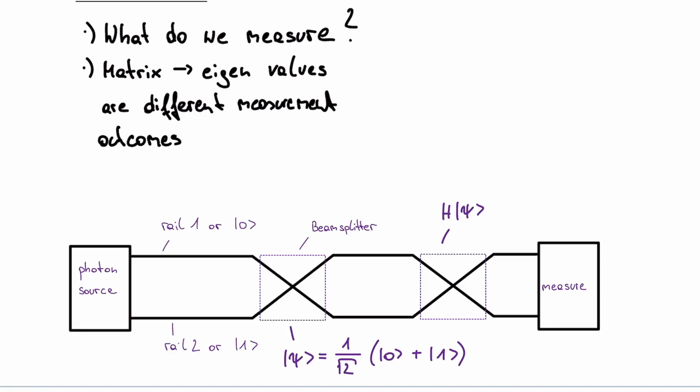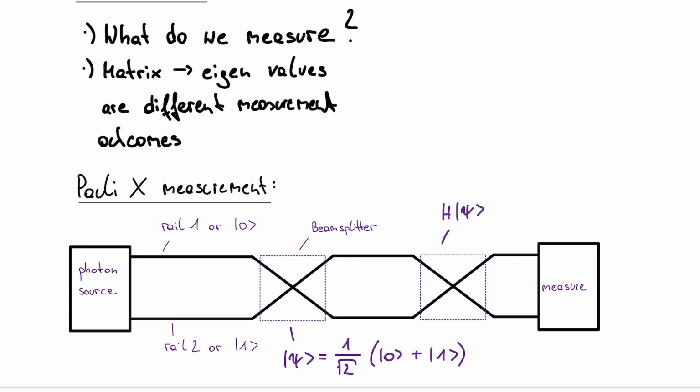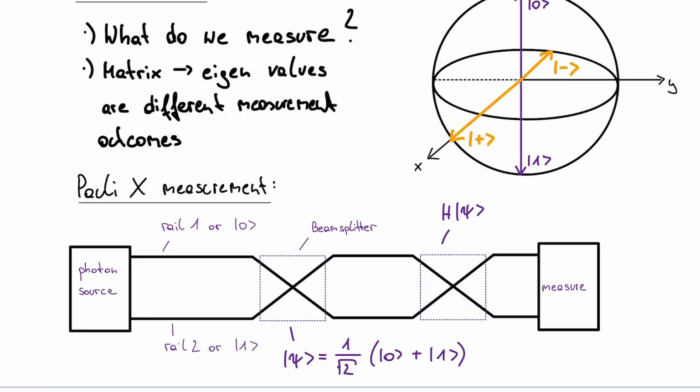An observable corresponds to what information we obtain from the measurement. So for our case, the observable we use is the Pauli Z operator. This means we're simply measuring, is the photon in rail 0 or in rail 1. In practice, that's all we do, detect which rail the photon is in. Let me briefly add what it means if we measure in a different basis, say the Pauli X basis. In that case, we are measuring along the x-axis of the Bloch sphere.